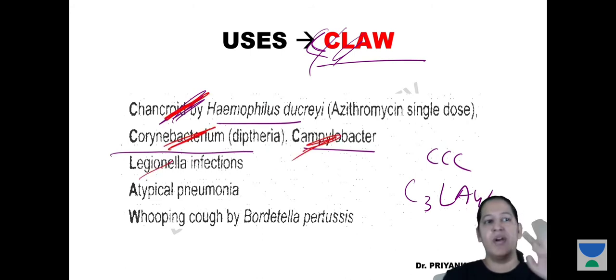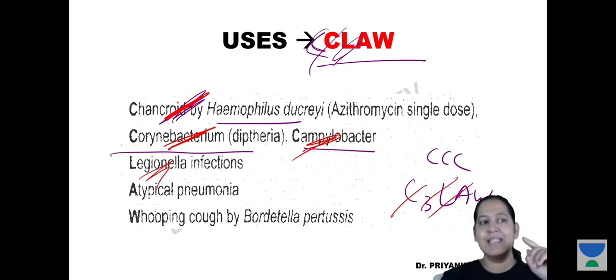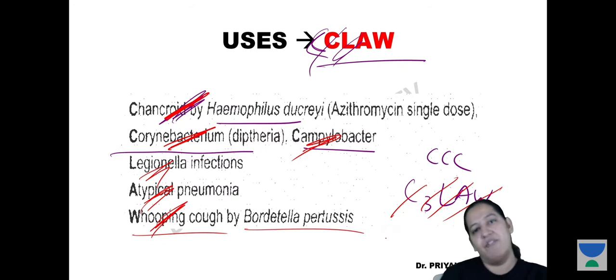L stands for Legionella. A stands for atypical pneumonia and W stands for whooping cough. We know whooping cough is caused by Bordetella.